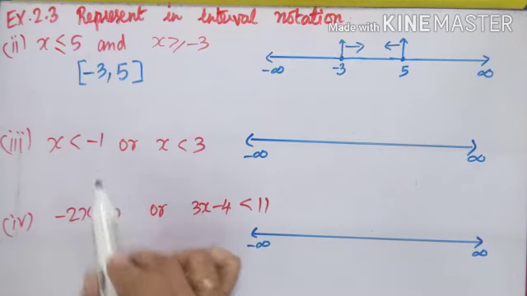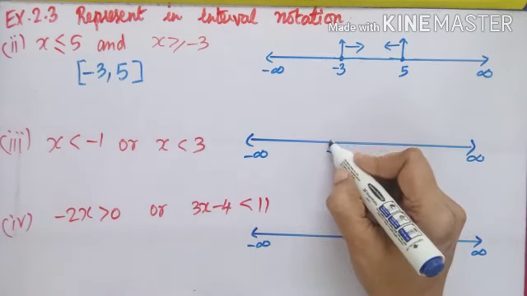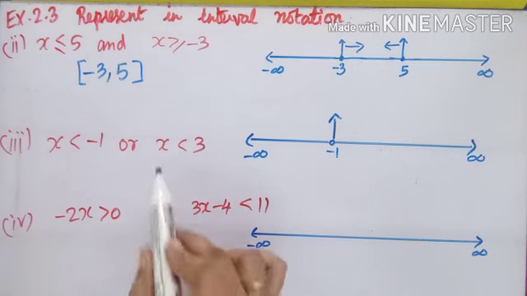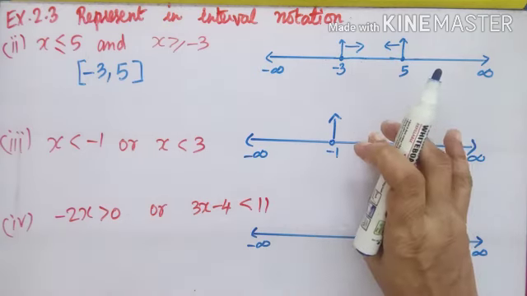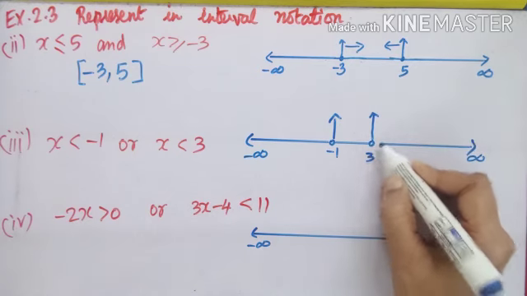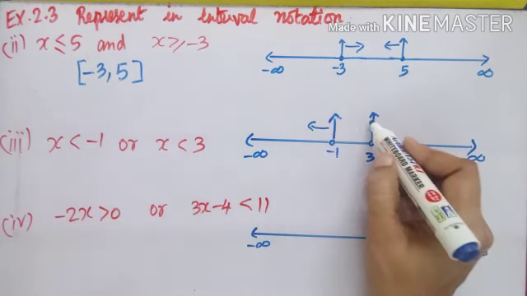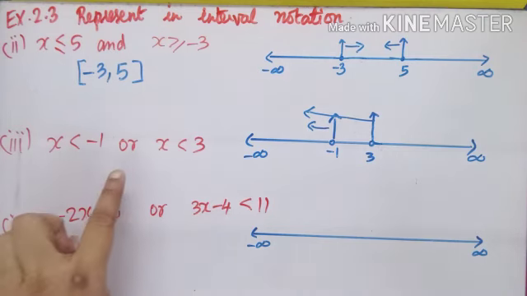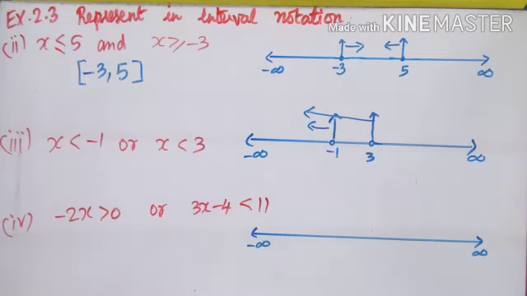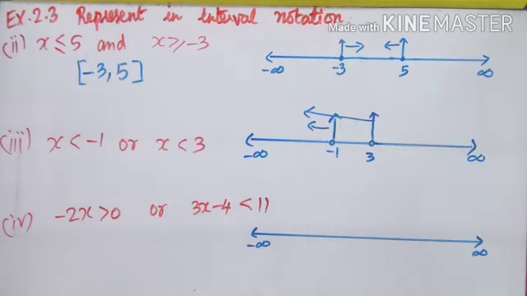Third question. x less than -1. Mark -1. It is less than, so keep an open circle. And I have x less than 3. Again it is a less than symbol, so keep an open circle, and now it is 3. This tells me less means left side. So my question is OR. OR means what? I have to join these two. The word AND means common to both. Only this portion is common to both.